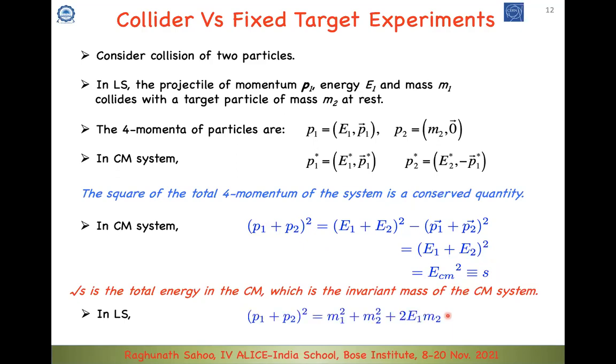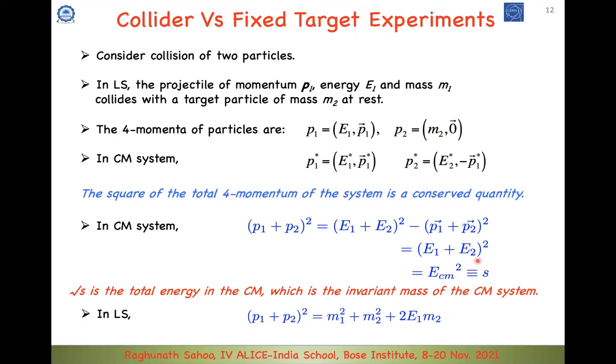In the laboratory system, (P1 plus P2) squared could be shown to be M1 squared plus M2 squared plus 2 E1 M2. You know this because if you expand it, P1 squared is M1 squared, and P2 squared is M2 squared, as I showed you earlier. Then you will have the term 2 P1 dot P2. P1 dot P2 can be expanded into the temporal component product minus the spatial component product, and in the spatial part you will find P2 is equal to 0.